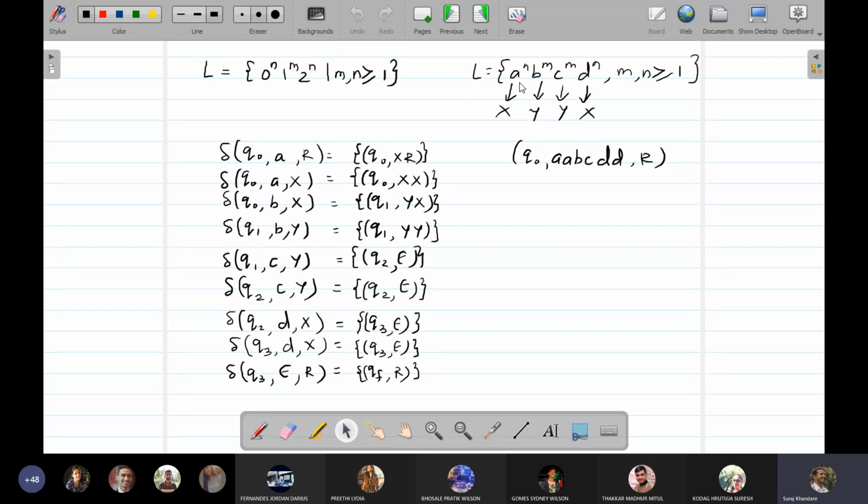Then we had seen L is equal to A raised to N, B raised to M, C raised to M, D raised to N.